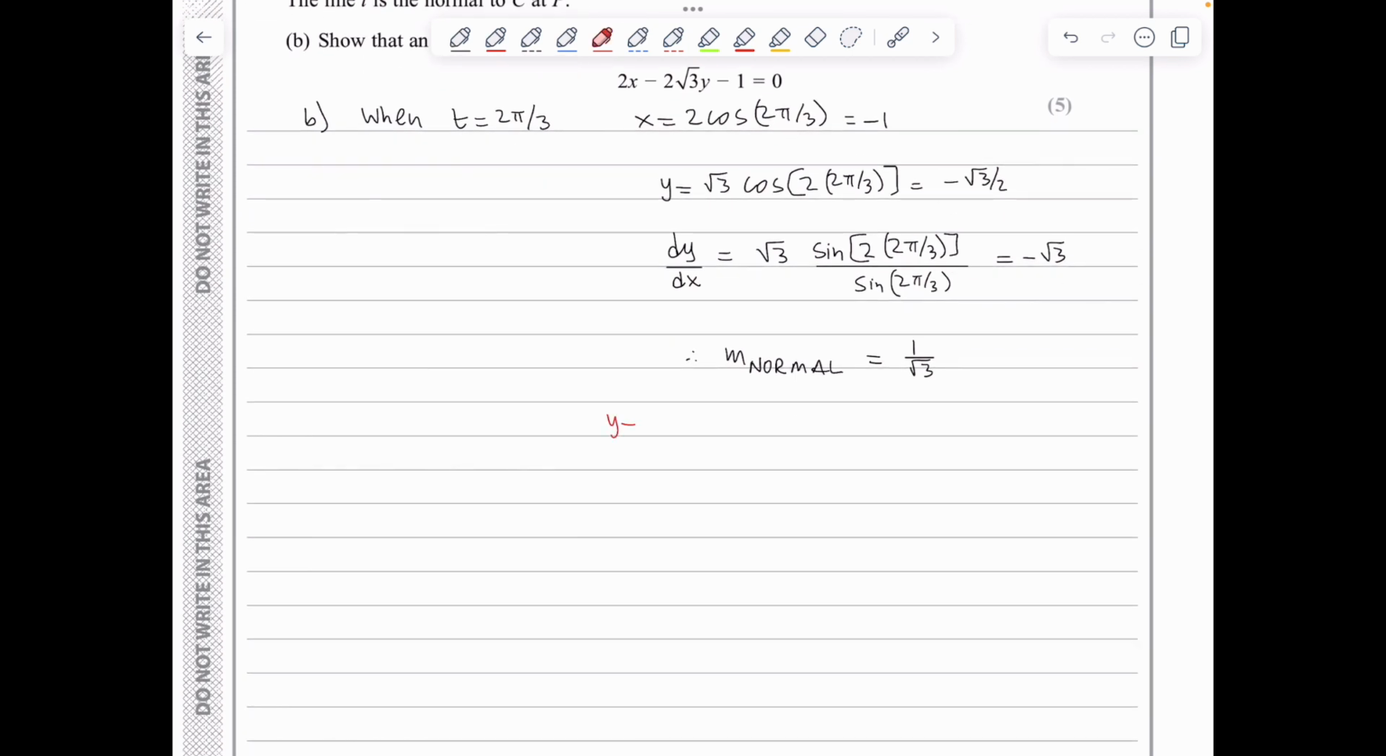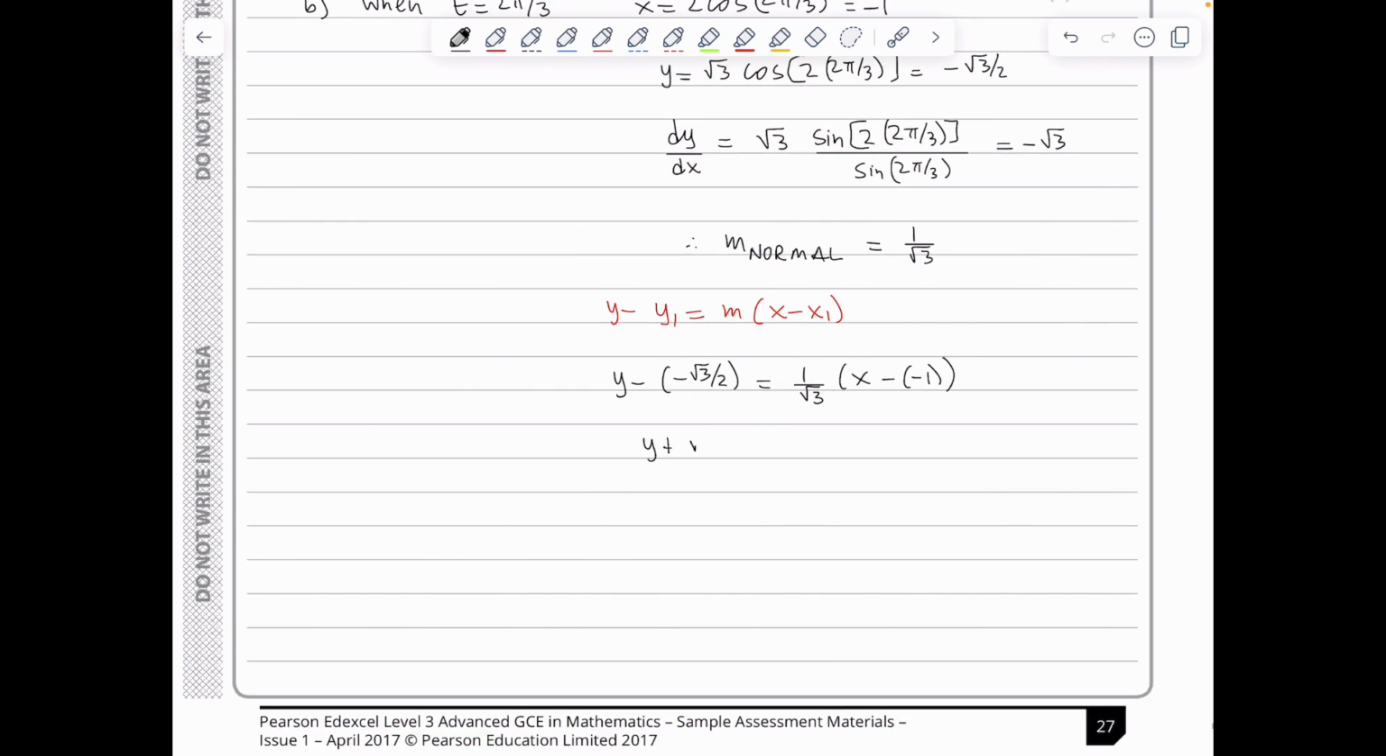I'll be using y minus y1 is m brackets x minus x1 to obtain the equation of the normal. So we've got that y minus negative root 3 over 2 is equal to 1 over root 3 brackets x minus negative 1. So this leads to y plus root 3 over 2 is equal to 1 over root 3 brackets x plus 1. I will cross multiply by root 3 to get root 3 y plus 3 over 2 is equal to x plus 1.